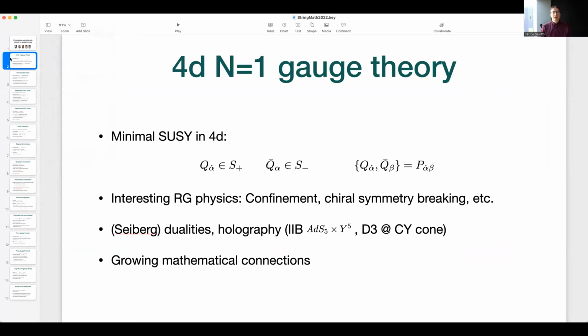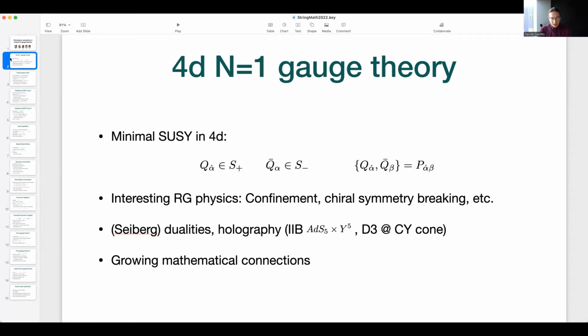Okay, so the main subject of the talk are four-dimensional gauge theories with N=1 supersymmetry, which is the minimal amount of supersymmetry possible in four dimensions, which means four supercharges organized into two-dimensional spinor representations of the spin four rotation group. I will denote the chiral and anti-chiral supercharges as Q and Q bar, and they anti-commute to the four translations of space-time.